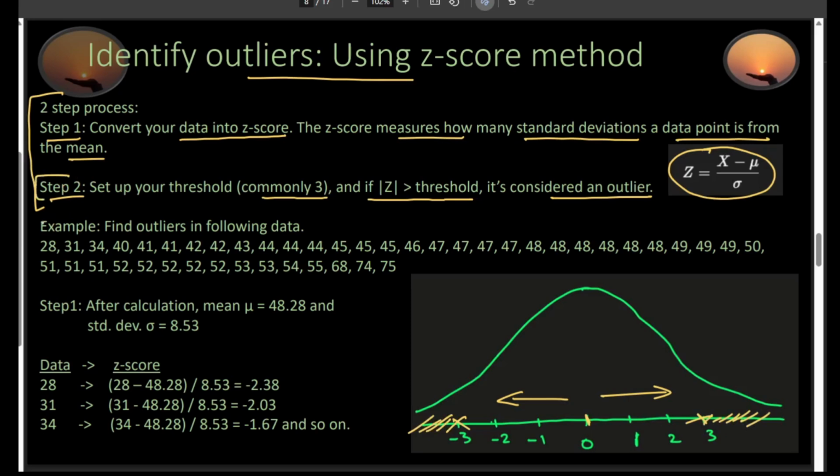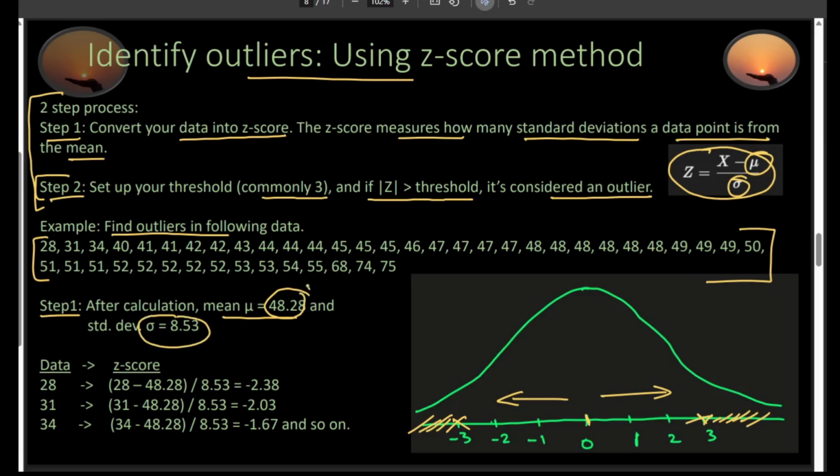Let's try to understand this through an example. Let's say you have to find outliers in this data right here. Step 1, calculate your z-score. To find your z-score, you need to know your mean value and your sigma. I take all these numbers, add them all together, and divide by the total count. My answer came out to be 48.28. Then find your standard deviation. I'm assuming you know how to calculate standard deviation.